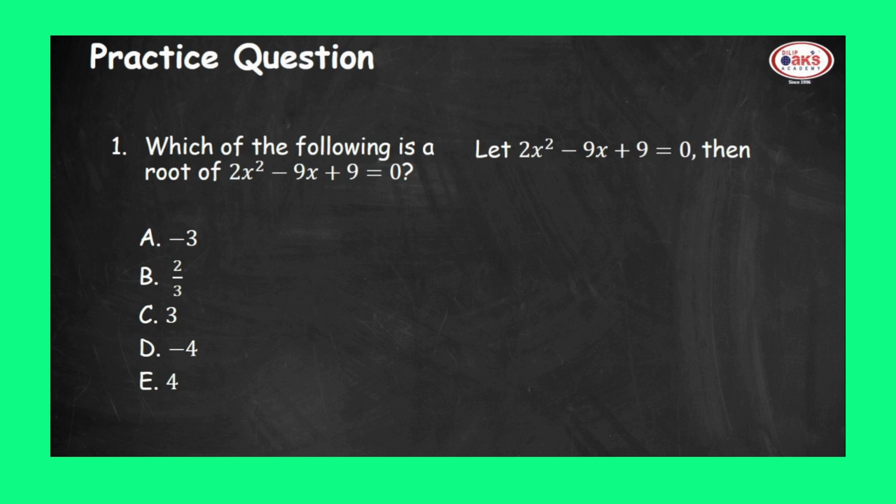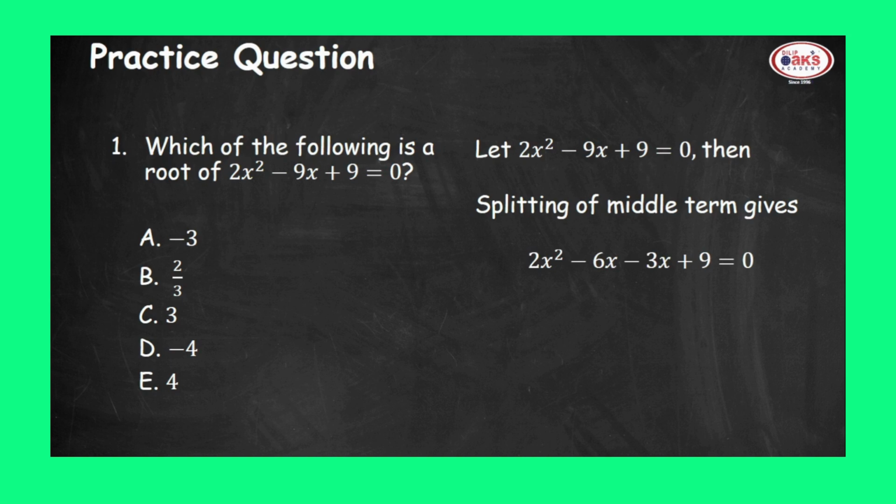Now what we do in this case is we observe that the extreme coefficients are 2 and 9 and we multiply them, which gives us the answer as 18. Now find the factors of 18 which will split the middle term. Now what is the middle term? Ignoring sign, the middle term is 9 and factors of 18 which add up to 9 are 6 and 3. Therefore, we will split the middle term as 2x square minus 6x minus 3x plus 9 equal to 0.